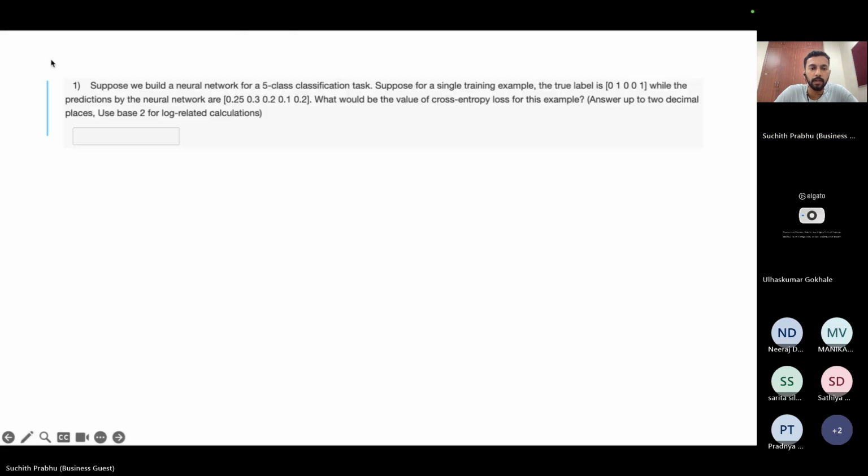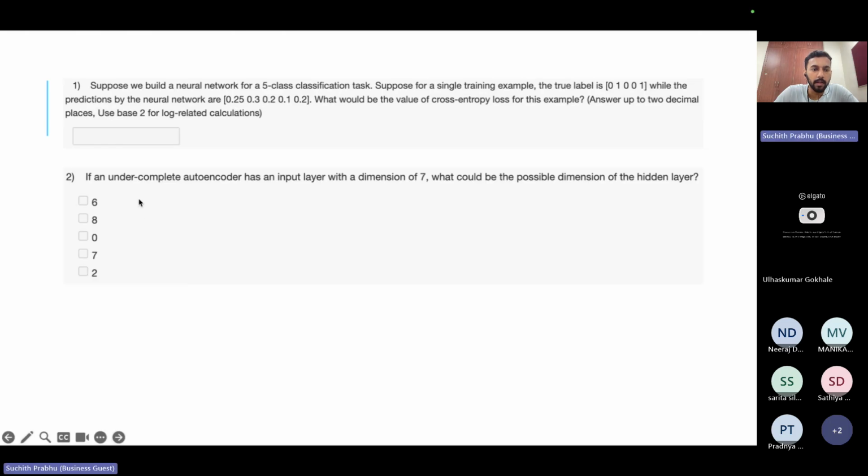Moving on. So any questions? There's a formula, you just have to plug in the values and get the answer. So let's move on. If an undercomplete autoencoder has input layer with dimension of 7, what could be possible dimension of the hidden layer? Undercomplete means the size of the hidden dimension is less than the input. So what would be the answer to this question?